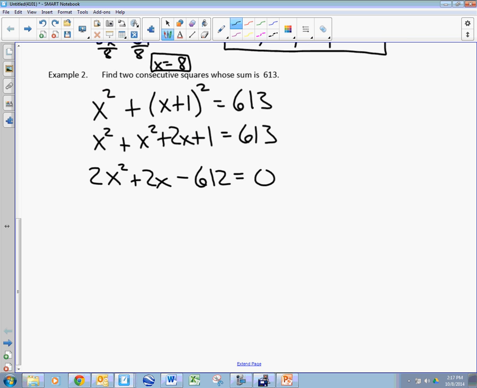Factor, CTS, or QF, quadratic formula. Those are your options. You got to choose which one to do. And on your assignment, you're required to be able to do quadratic formula as well as factor. So what can you take out?